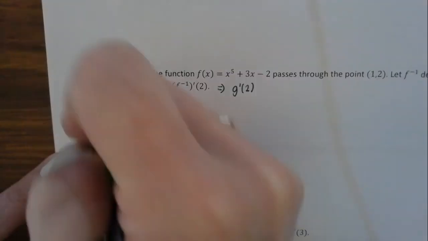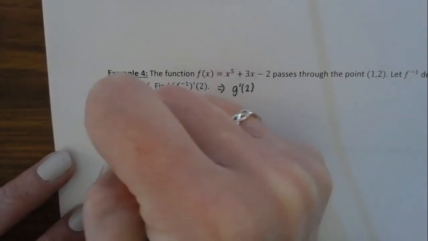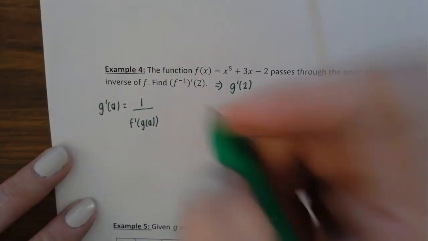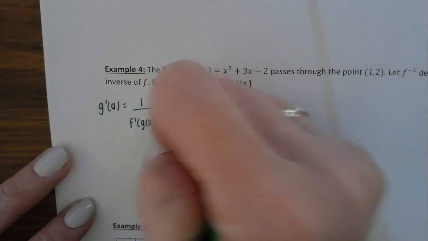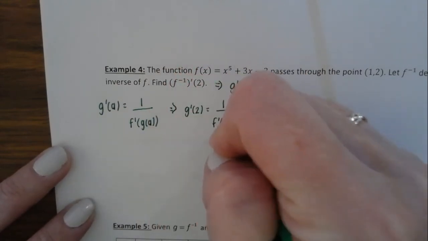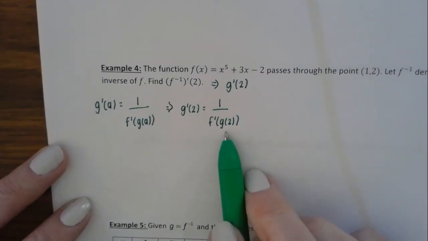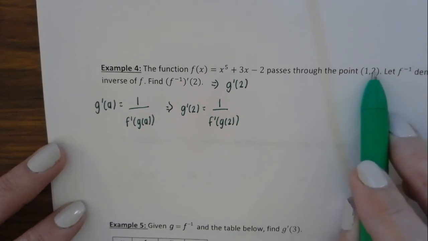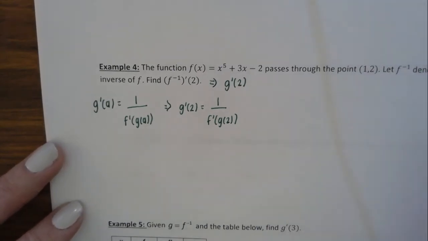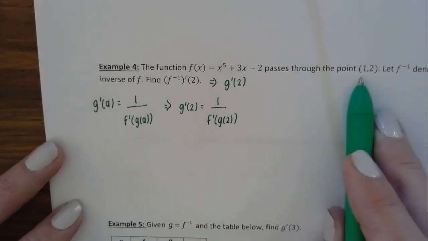And using what we know, that G prime of A is equal to 1 over F prime of G of A, if we're looking for G prime of 2, what we're really looking for is 1 over F prime of G of 2. And this G of 2 value is going to come from this point. We know that the point (1, 2) is on the graph of F. So that must mean on the graph of G, the point (2, 1) is there. So G of 2 would have to be equal to 1.